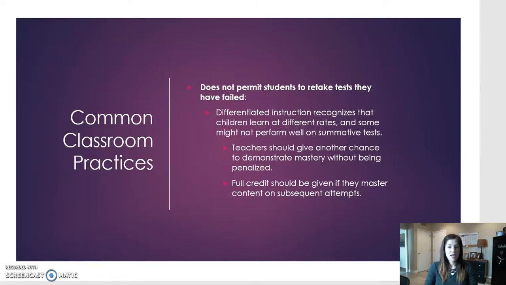Another common classroom practice that is not differentiated instruction. The example is the teacher does not permit students to retake a test they have failed. Differentiated instruction recognizes that children learn at different levels, and some students just may not perform well on summative tests. In differentiated instruction, teachers should give students another chance to demonstrate their understanding, their mastery, without penalization. And in these subsequent attempts, full credit should be given if they demonstrate mastery of the content.